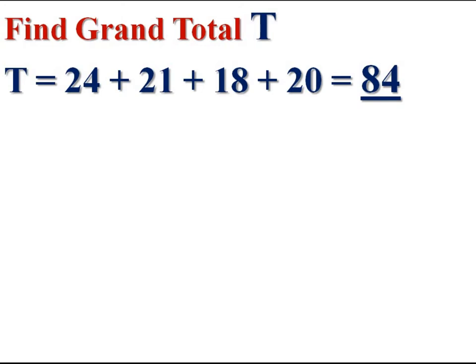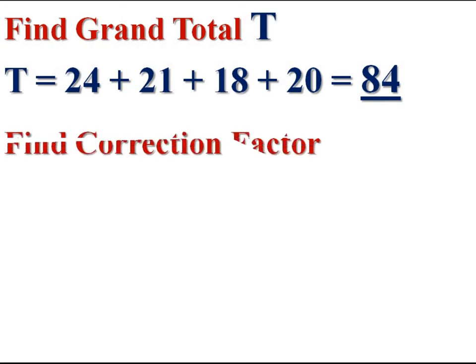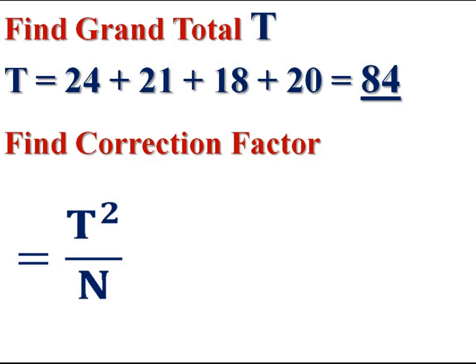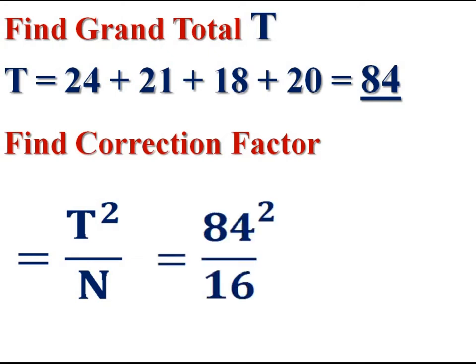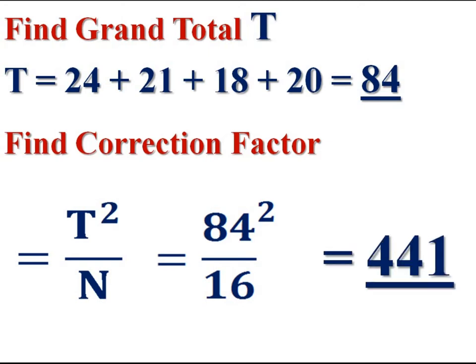For the calculation of ANOVA table, first of all we have to compute the correction factor. Correction factor is equal to T square divided by N. N means number of items in the table. We have a 4 into 4 table, 16 items. That is 84 square divided by 16. We get 441. It is the correction factor, 441.